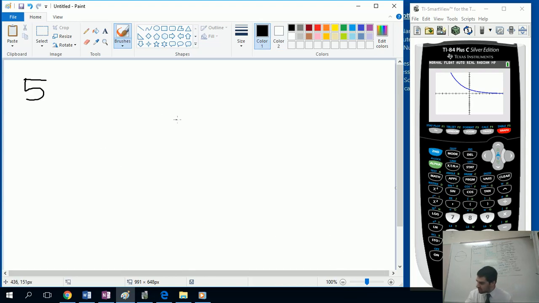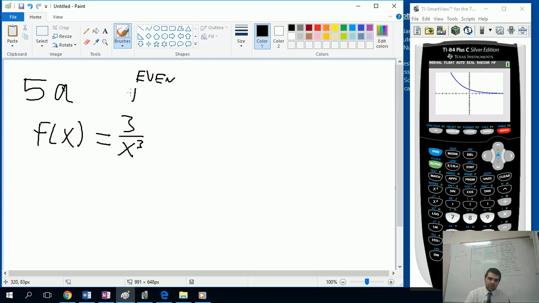Number 5. Show algebraically and graphically whether each function is odd, even, or neither. So let's do 5a. f of x is equal to 3 over x cubed. So, even: f of negative x is equal to f of x. Odd: f of negative x is equal to negative f of x.